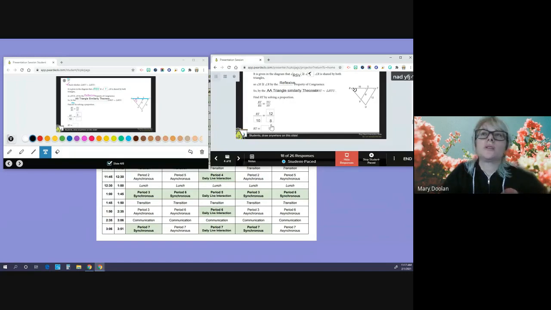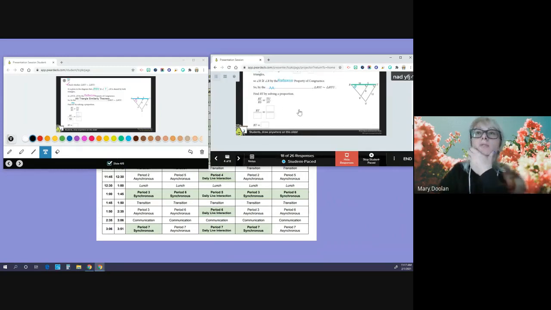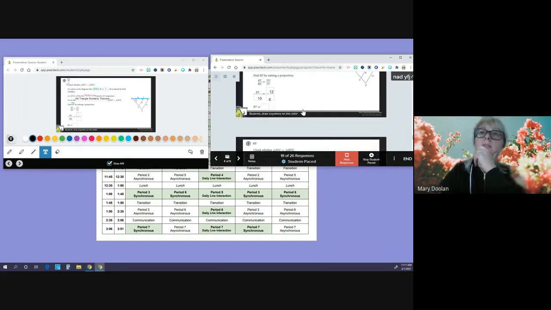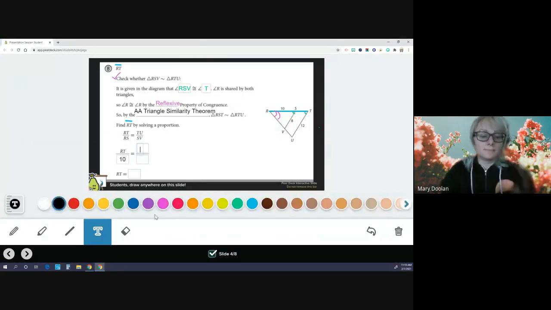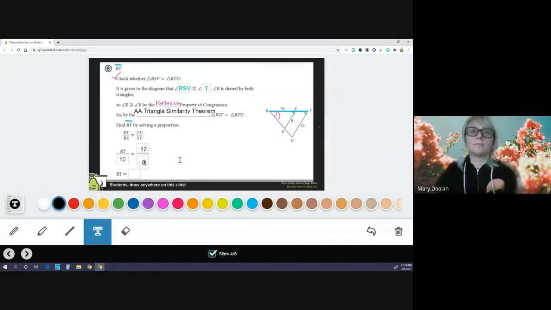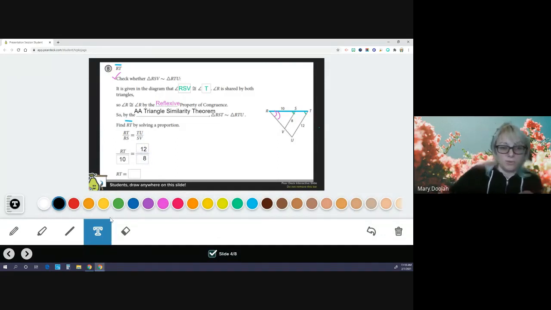I'm going to put 12 over 8 because TU is the far right, larger triangle side length, 12, and then SV is the smaller far right triangle side length of 8. So 12 over 8. All right, and now we want to solve this. We want to solve this proportion. We want to solve and get an actual value for RT.